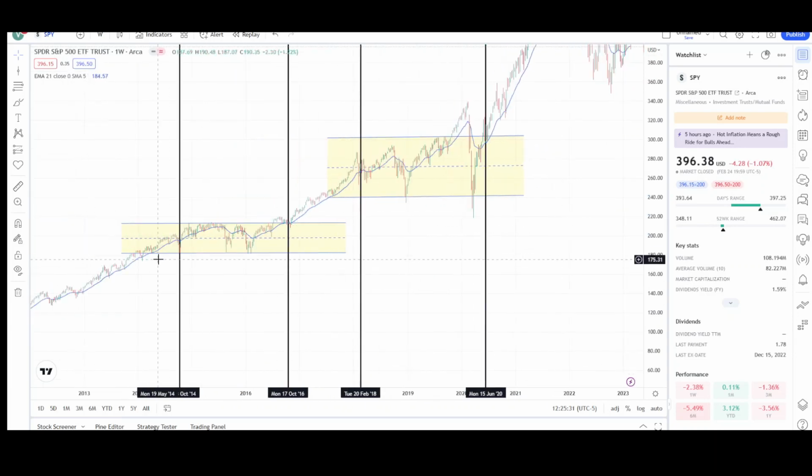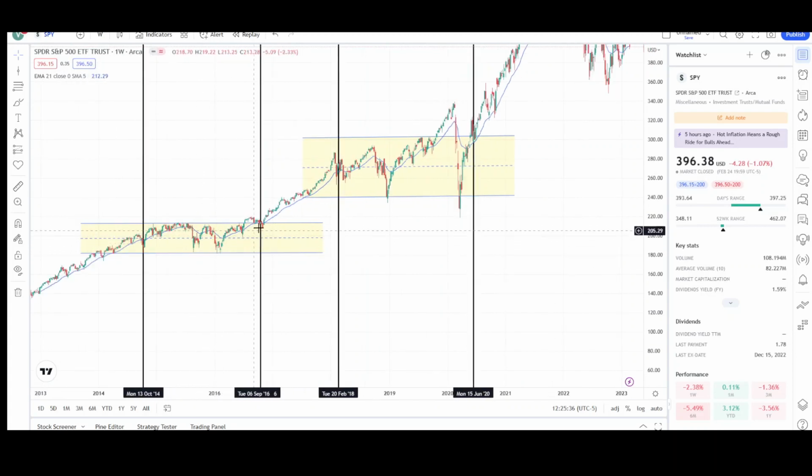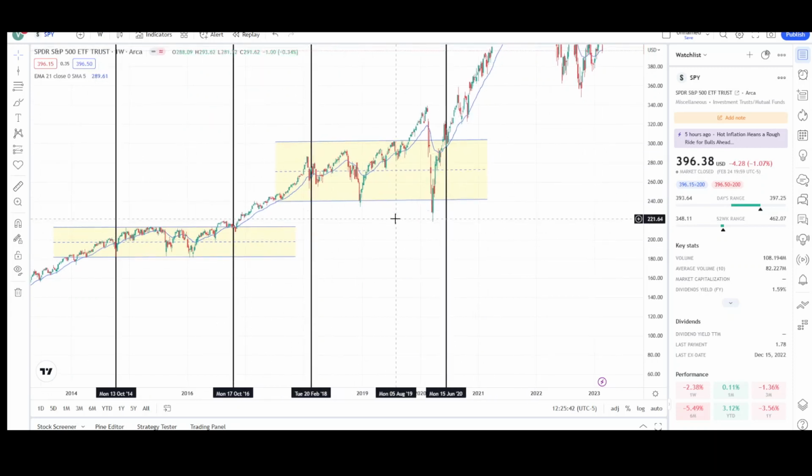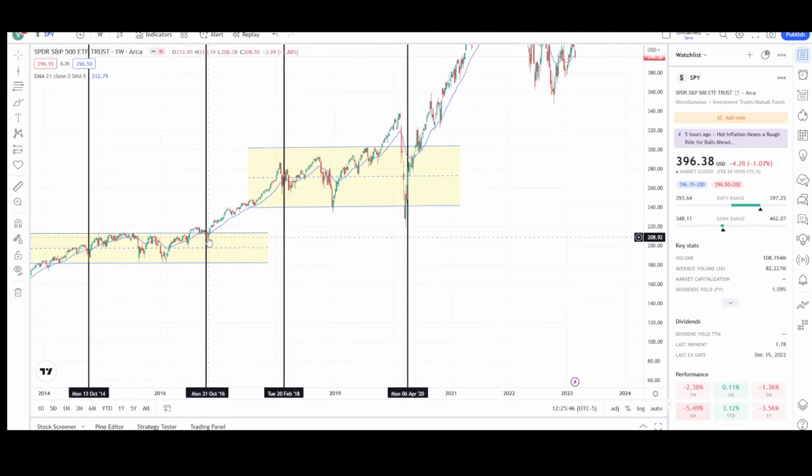So from 2014 to 2016 was definitely a range. Prices were going sideways for the SPY. And then we had an expansion in the market. So this is contraction, then we had an expansion. The market has different states. So previously we were in a trending state, then we went into a ranging state. From 2016 to 2018, that was definitely a trend.